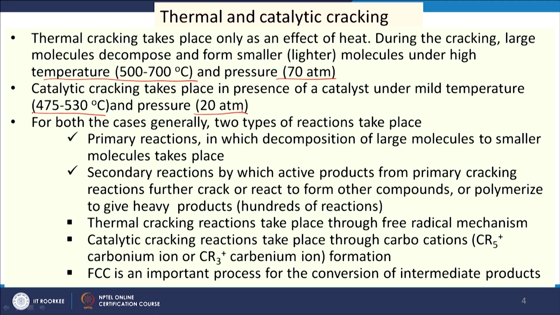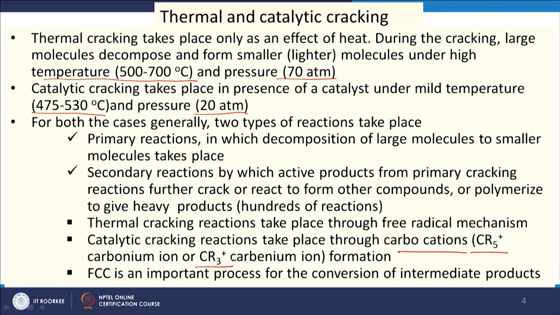So, the thermal route follows the free radical mechanism, whereas the catalytic route follows carbocation production, that is carbonium and carbenium ion production. So, there are two ions, R5+ or R3+, that is carbonium and carbenium ion respectively. So, the mechanism is different and the energy requirement is also less for the catalytic route, that is why it can take place at lower temperature.